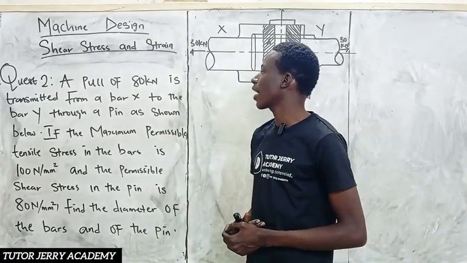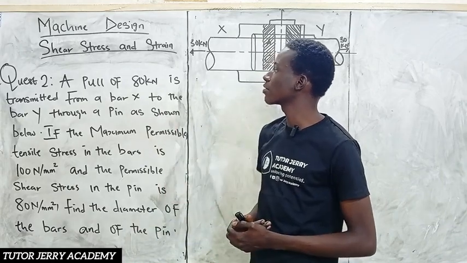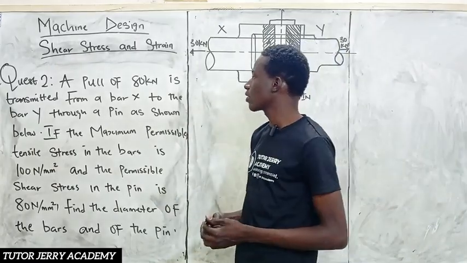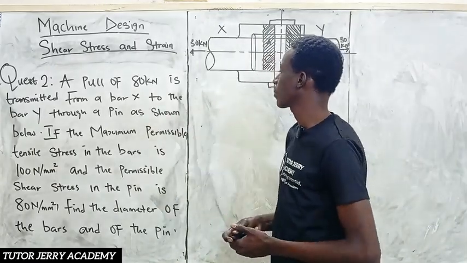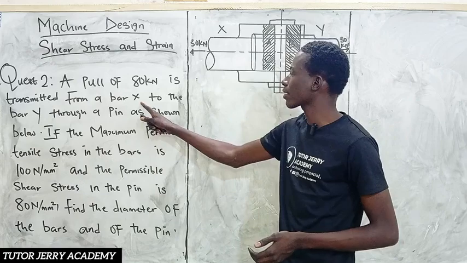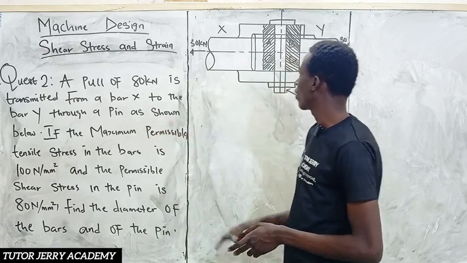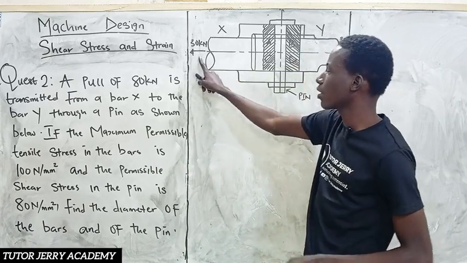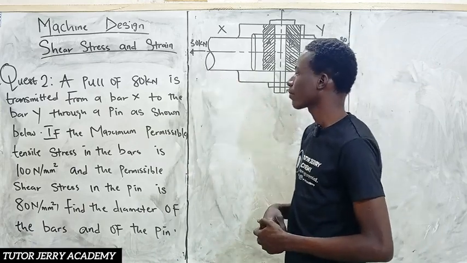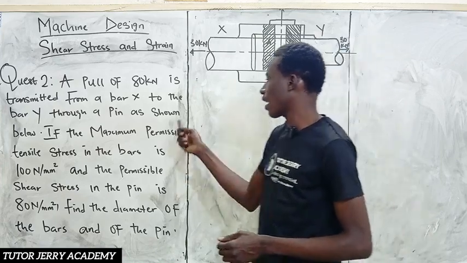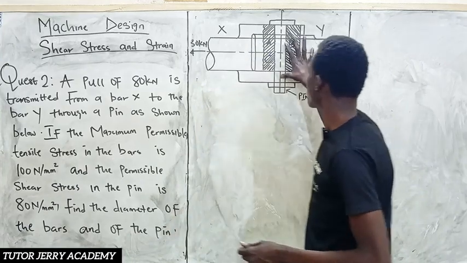Today we are going to be looking at question number 2 on shear stress and strain. Of course, we are still under machine design. The question says a pull of 80 kilonewton is transmitted from bar X to bar Y through a pin as shown below. You can see where we have X and where we have Y here. Now this is the pin.